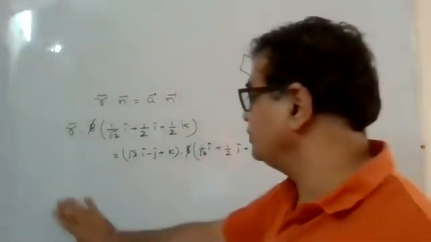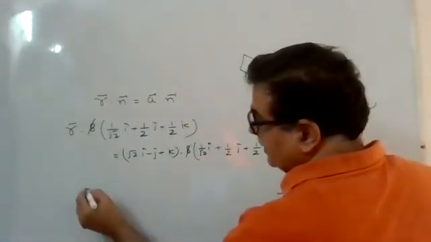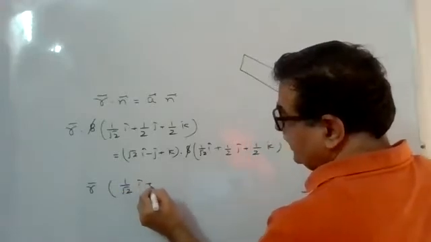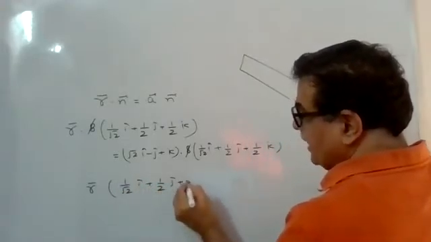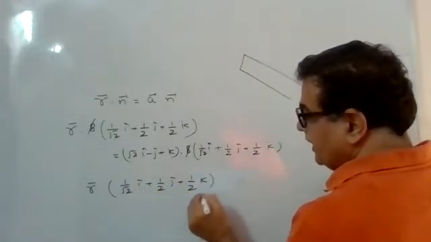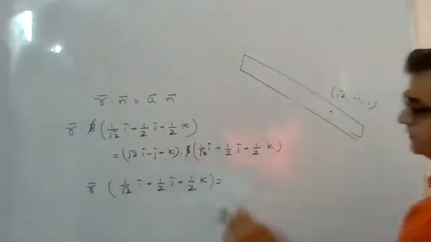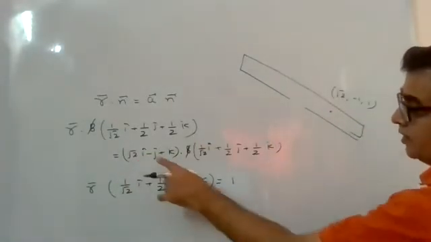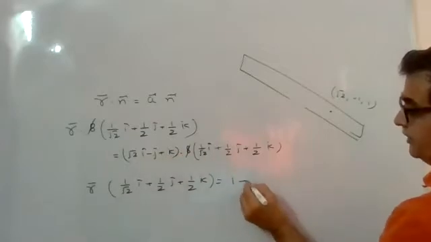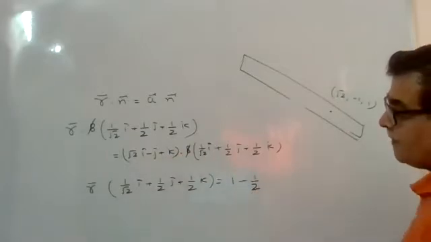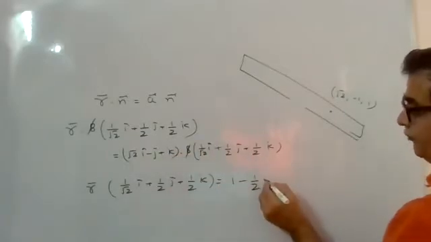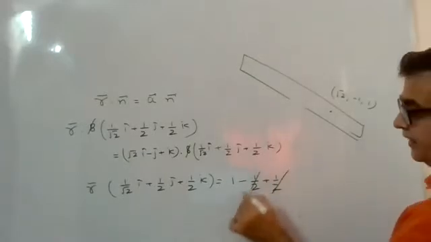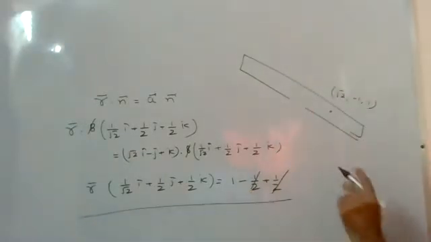And now the only thing is you should simplify this. r dot (1 by root 2 i cap plus 1 by 2 j cap plus 1 by 2 k cap) equal to, now solve it please. Root 2 into 1 by root 2 is coming 1. Minus 1 plus half is minus half. Then 1 into half, it is coming plus half. So this gets canceled out. This is the equation of the plane.